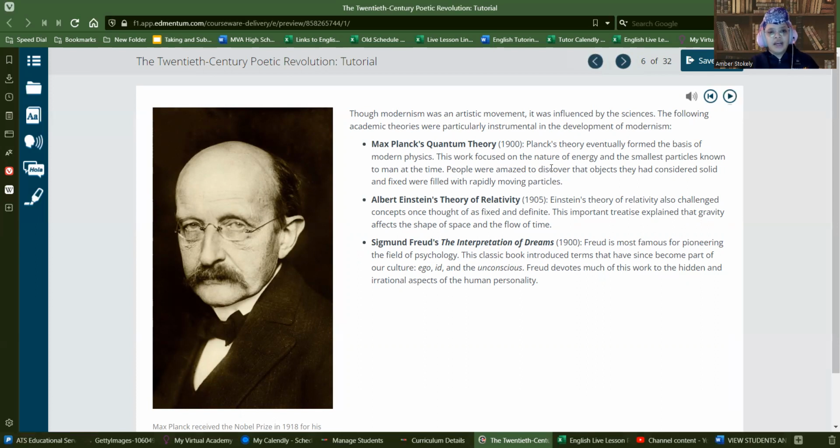Now, the next one is Einstein's theory of relativity in 1905. His theory challenged concepts that people thought were true as well. So this important treatise explained that gravity affects the shape of space and the flow of time. And then at the bottom, we have Sigmund Freud's interpretation of dreams.